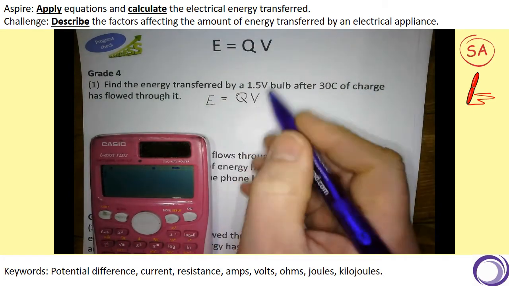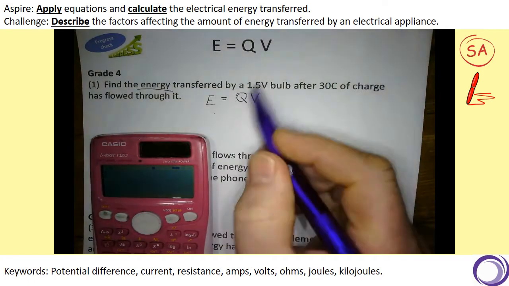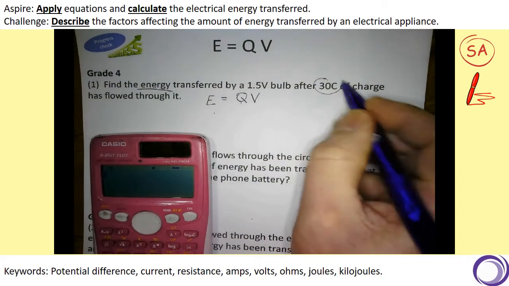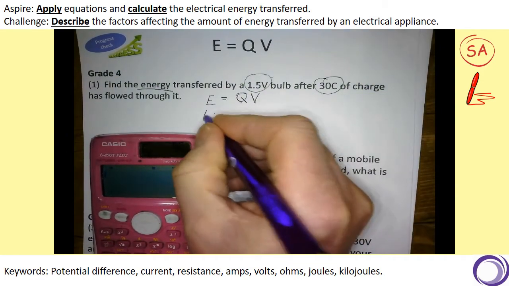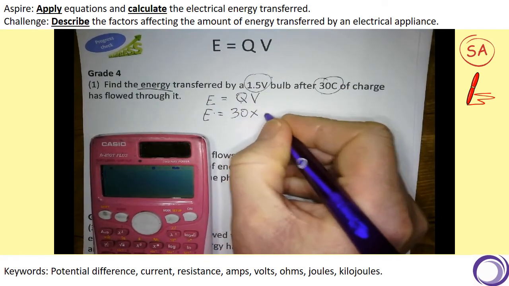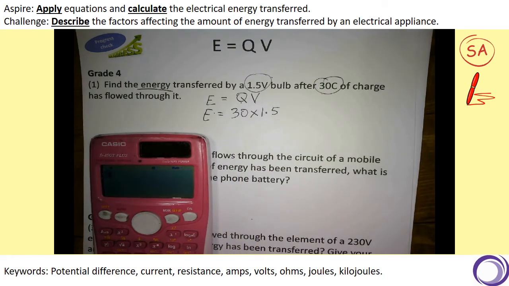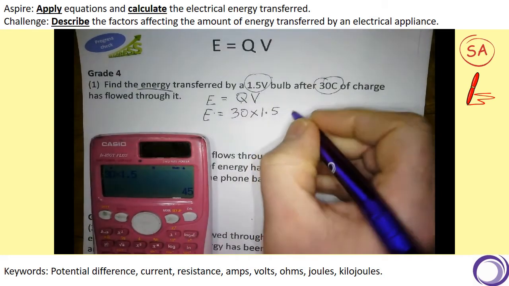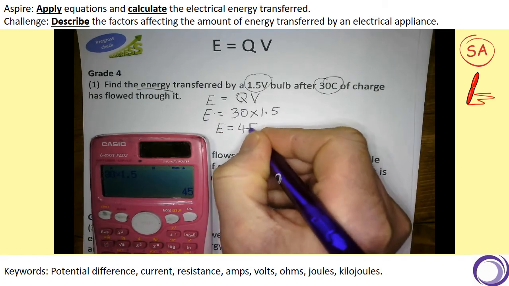Underneath the formula, let's just put in the values. So we don't know the energy, that's what we're trying to find. The charge is 30 coulombs. And the potential difference is 1.5 volts. So E equals 30 times 1.5. 30 times 1.5 equals 45. So the energy is 45.